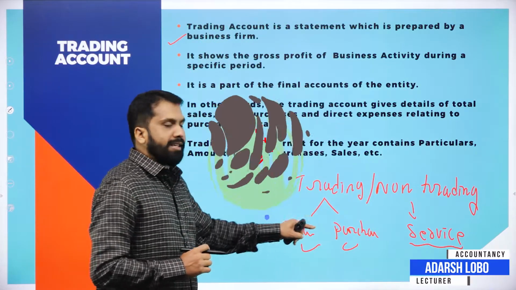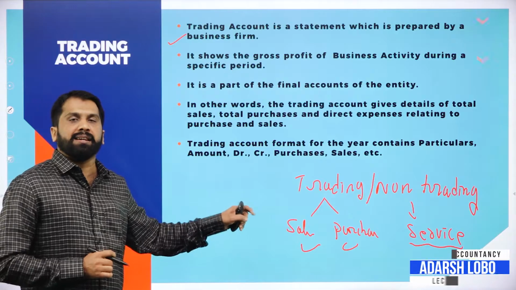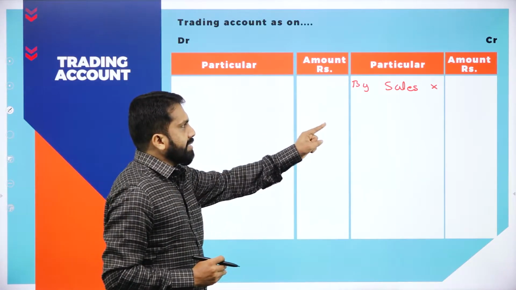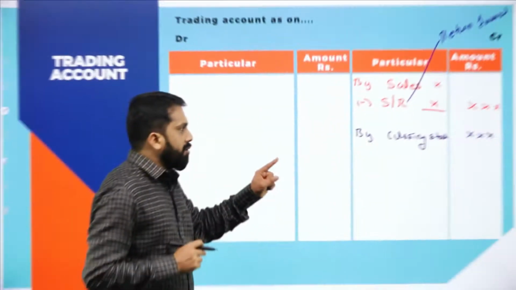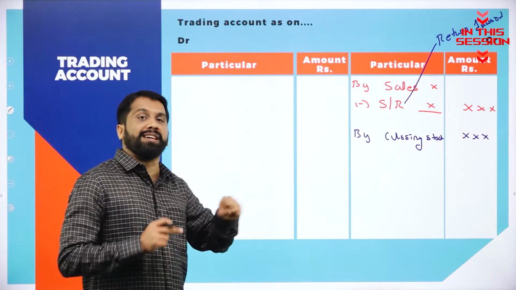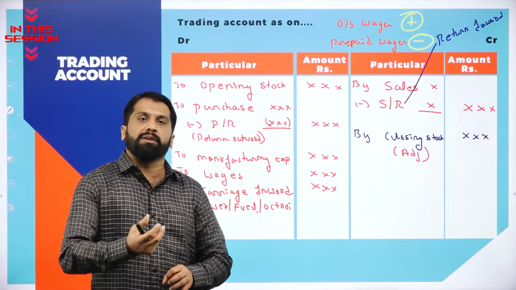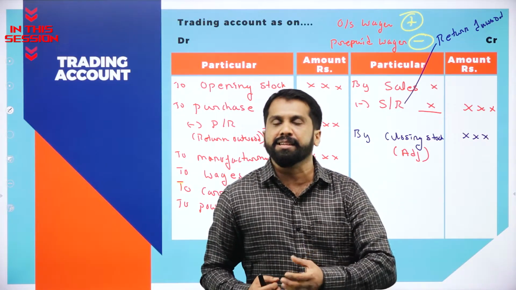Wherever buying and selling activities will happen, there we prepare trading account. If they have given sales, you have to consider the inner column if there is any adjustment. Closing stock, you will get it from the adjustment, not from the table. If they want to import or receive goods, they have to pay some tax. That is called octroi.